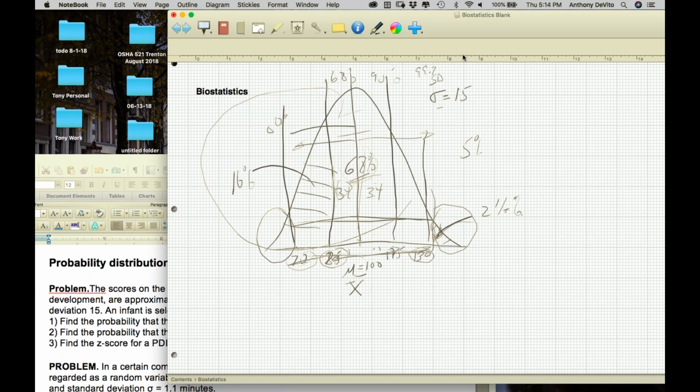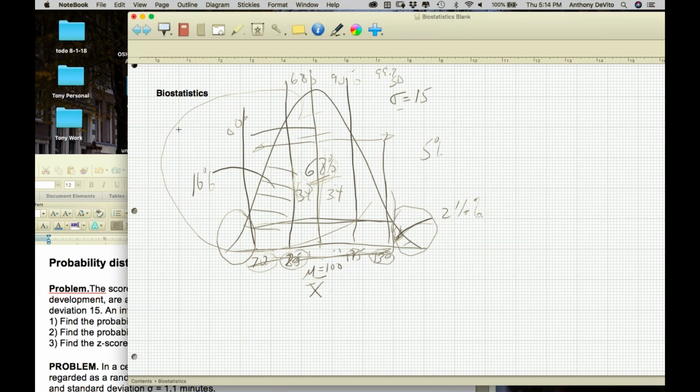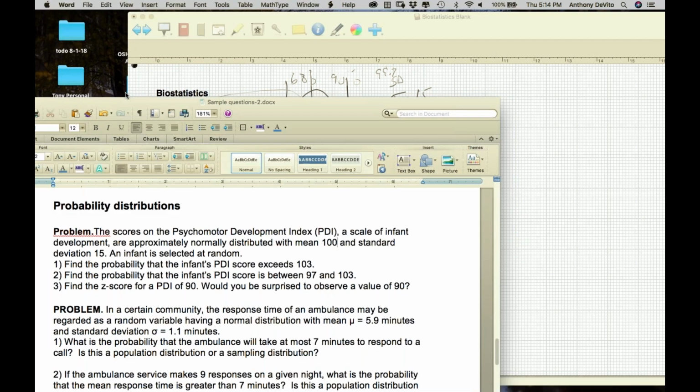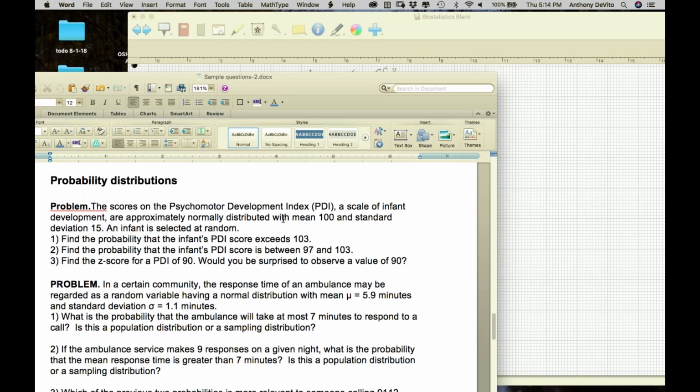However, a lot of times we don't wind up with those exact numbers, like in this case. In this case, the mean is equal to 100, the standard deviation is 15, and an infant is selected at random.